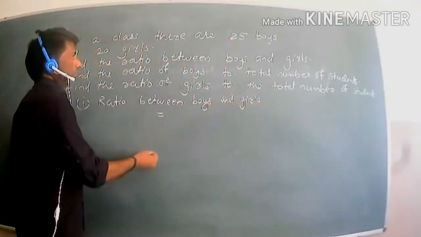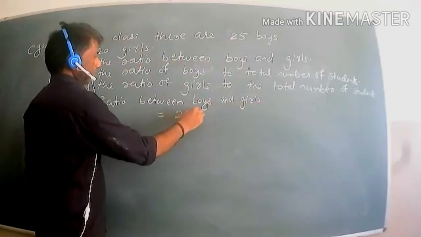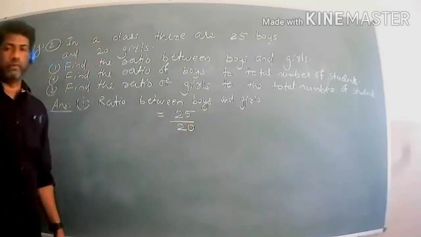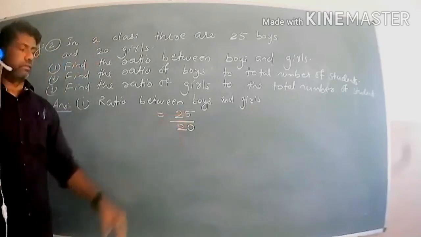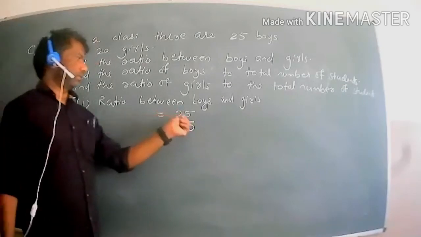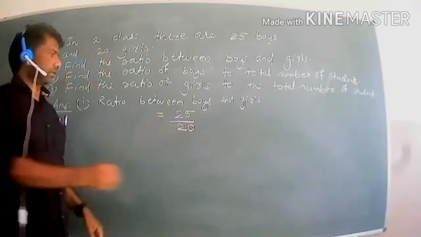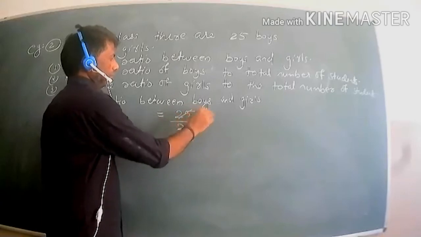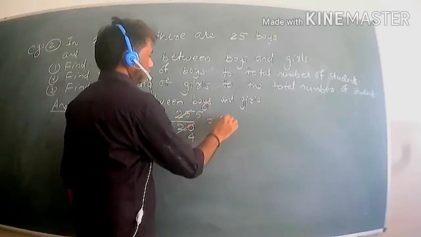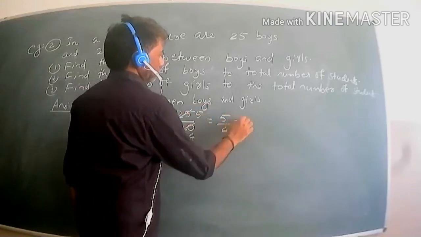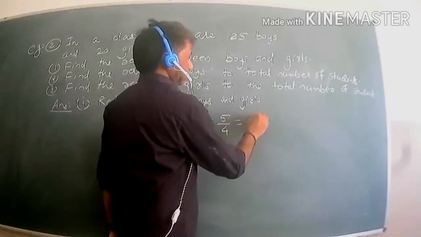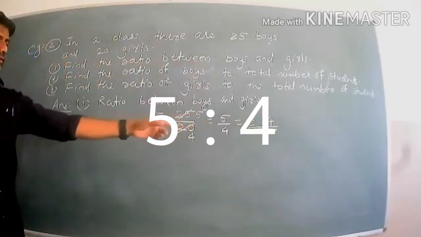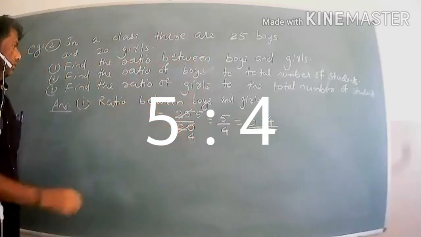is equal to, ratio means you have to divide, 25 divided by 20. When we divide 25 and 20, we can cancel by which number? 25 and 20 can be cancelled by 5. 5 4s are 20, 5 5s are 25. So the answer is 5 divided by 4. If you write in the form of ratio, it is 5 is to 4. So this is the ratio between boys and girls.